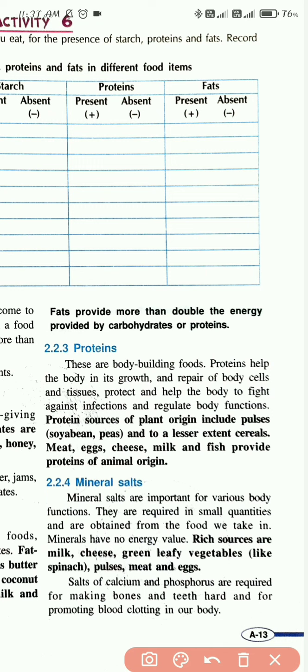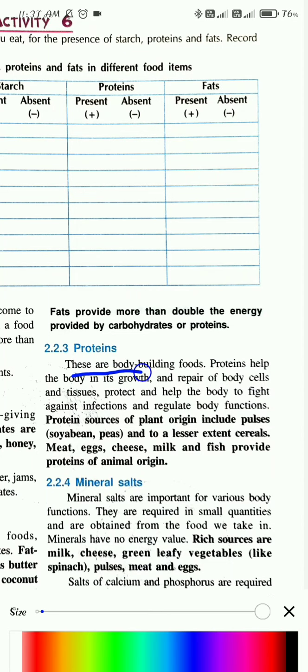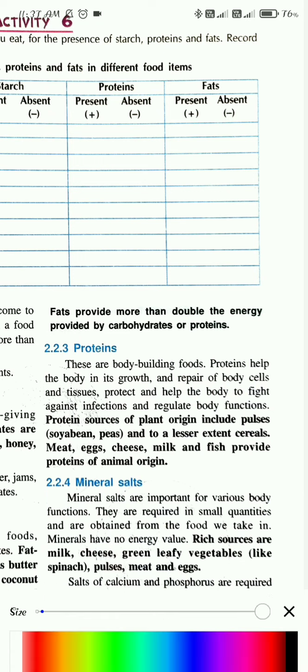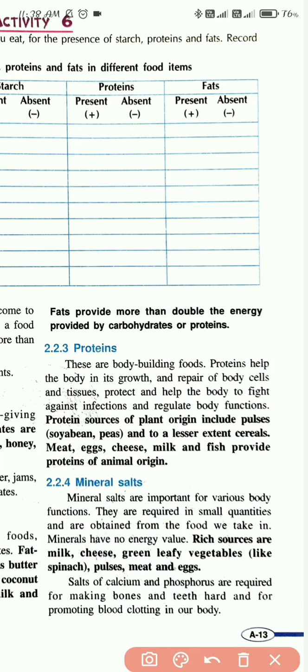Next we have proteins. So what are proteins? Proteins, these are the bodybuilding foods. Underline this line. So proteins are known as bodybuilding foods. Why are they known as bodybuilding foods? Because proteins help the body in its growth and repair of body cells and tissues. That means, and protect and help the body to fight against infections and regulate functions.